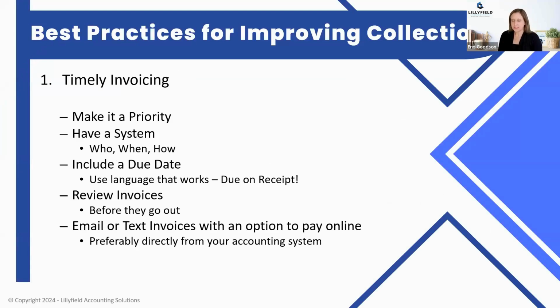One of the first best practices for improving collections is going to be timely invoicing. It's got to be a priority. Totally understand. You've got your entrepreneurial hat on, you've got your executive director hat on, and sometimes you need to be the CFO as well. So you've got to make sure that invoicing is a priority. You need to have a system. You need to have somebody responsible for completing the invoices. They need to know when. So you need to have a timely standard that you're going to repeat every month. And then you need to document how it's done. You've got that standard so it's just a natural part of your business.